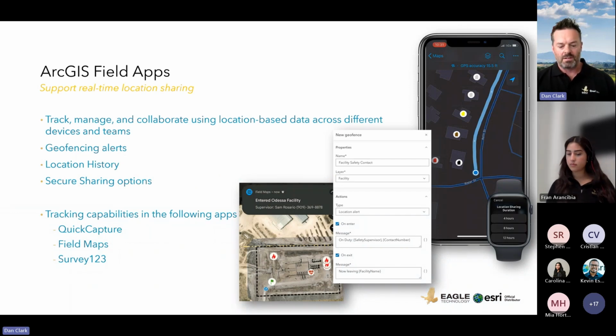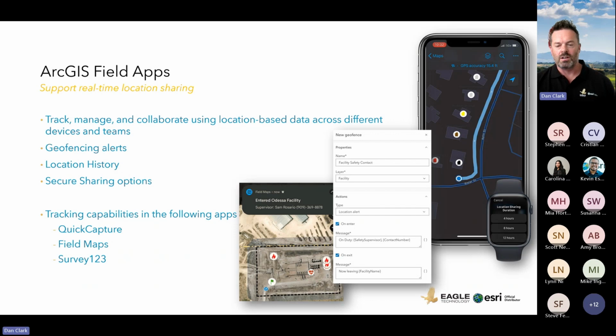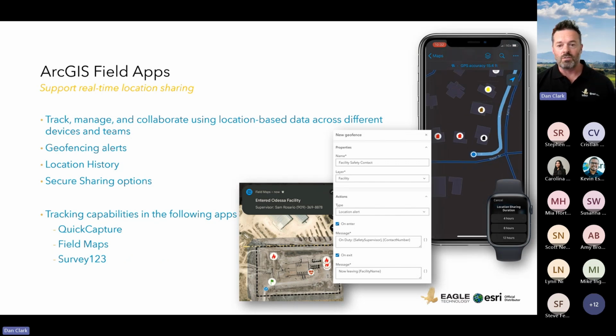We've looked at the server-based technology, ArcGIS Velocity, and talked about GeoEvent Server as well. But did you know that ArcGIS Field Apps can serve as a real-time data source? The mobile apps support location sharing, and these are things like ArcGIS Field Maps, ArcGIS QuickCapture, and ArcGIS Indoors Mobile when it's paired with ArcGIS Indoor Positioning System.